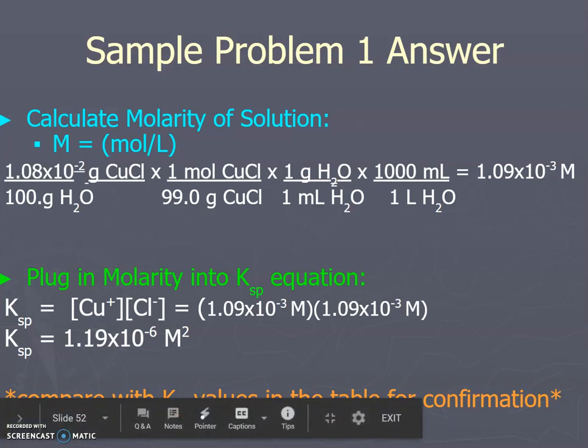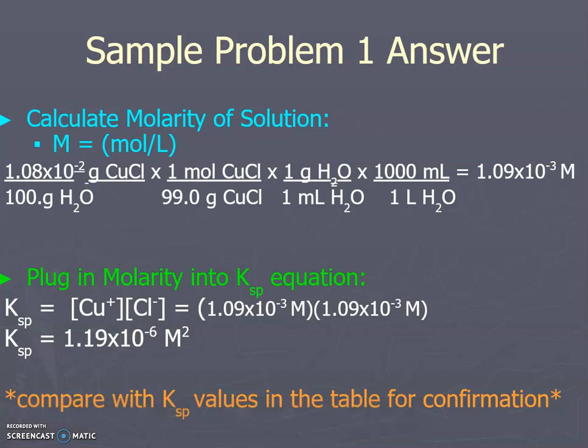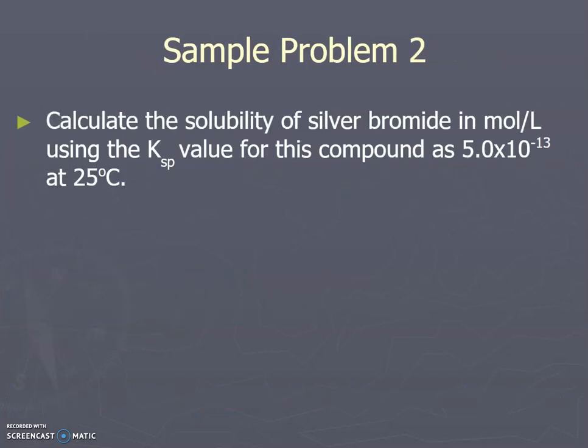I plug in my 1.09 times 10 to the negative third and 1.09 times 10 to the negative third, and I get my 1.19 times 10 to the negative 6. Okay, so you can compare it to the concentrations in your Ksp tables to make sure you did it right. So now let's go backwards.